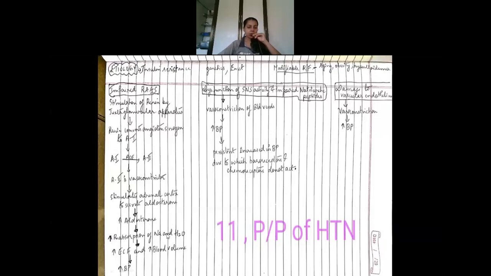That will reabsorb all the sodium and water. What will happen if all the sodium and water is reabsorbed? Your blood volume will increase, your fluid volume will increase, and your BP also increases. Okay, so this is particularly what happens in the pathophysiology. You can just write down this pathophysiology, okay, flow chart.